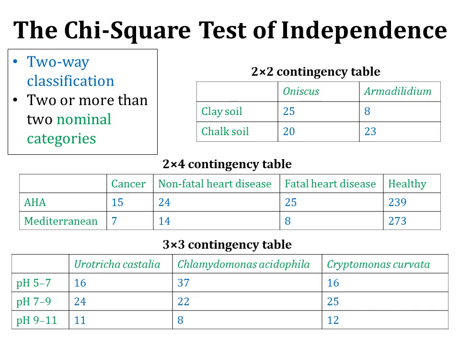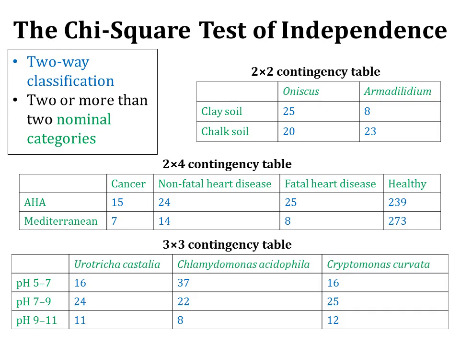So 16 here represents the number of Urotricha castalia in the pH of 5 to 7. 24 is the number of Urotricha castalia in the pH of 7 to 9. And 11 is the number of Urotricha castalia in the pH of 9 to 11. And then 37 is the number of Chlamydomonas acidophila in the pH of 5 to 7. 22 is the number of Chlamydomonas acidophila in the pH of 7 to 9. And 8 is the number of Chlamydomonas acidophila in the pH of 9 to 11.